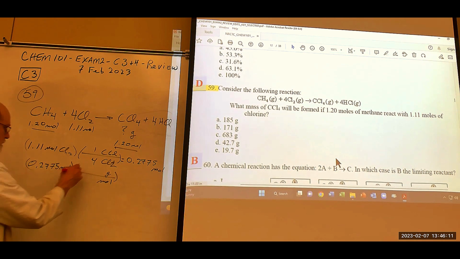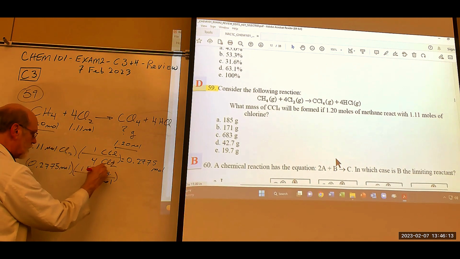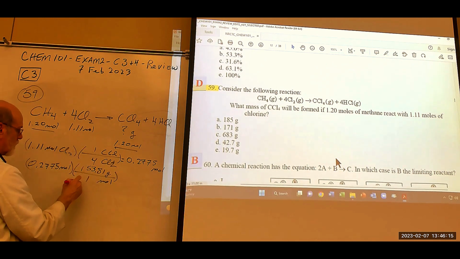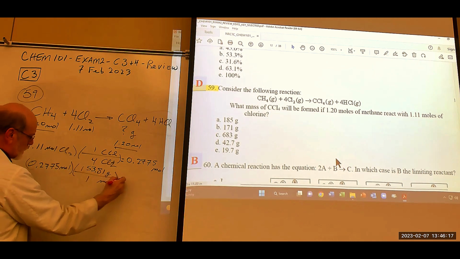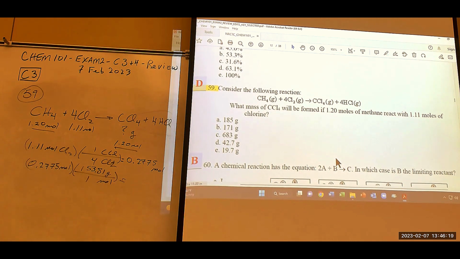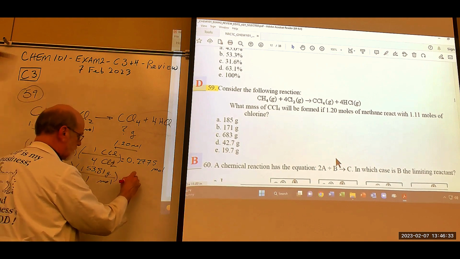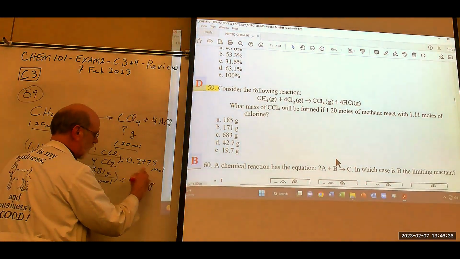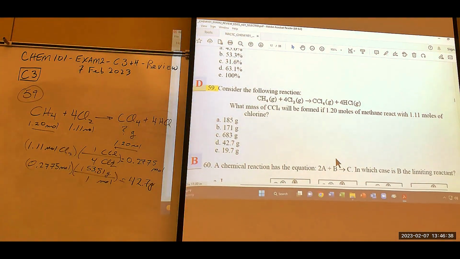153.81 is the molar mass of carbon tetrachloride. So we multiply these two values together, and that'll give us the mass. They're both in my calculator. All I have to do is hit that button. And I've got 3 significant figures I can keep. 42.7 grams. Right there.